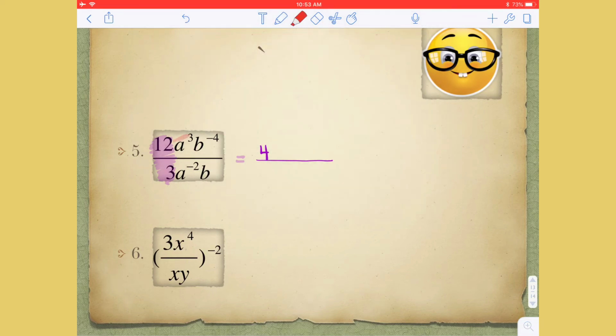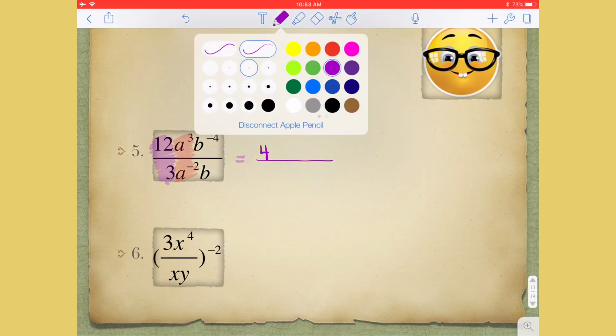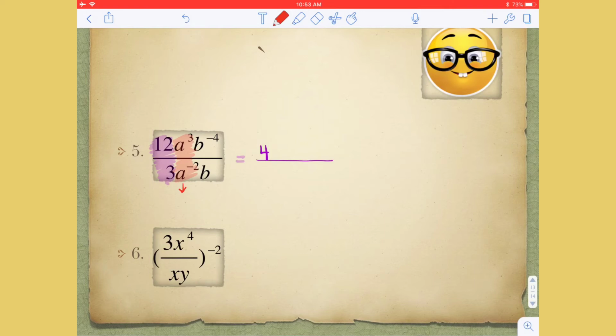I'm going to look at my next value, which I'm highlighting in red, and those are my a values. And when I simplify that, I have a to the 3rd minus a negative 2. So remember, division says to subtract, and you end up with this situation where you have double negatives. So you want to be careful of that. And that gets you a to the 5th power.